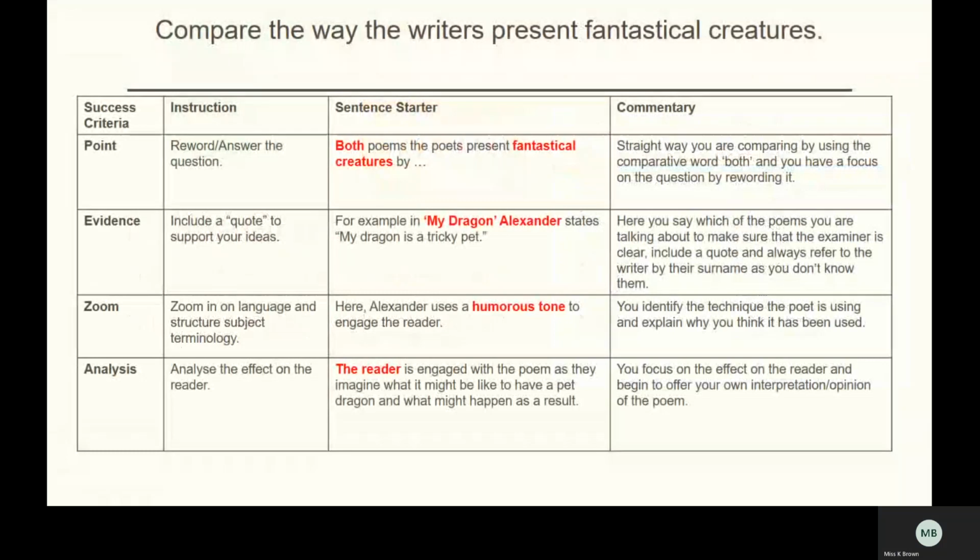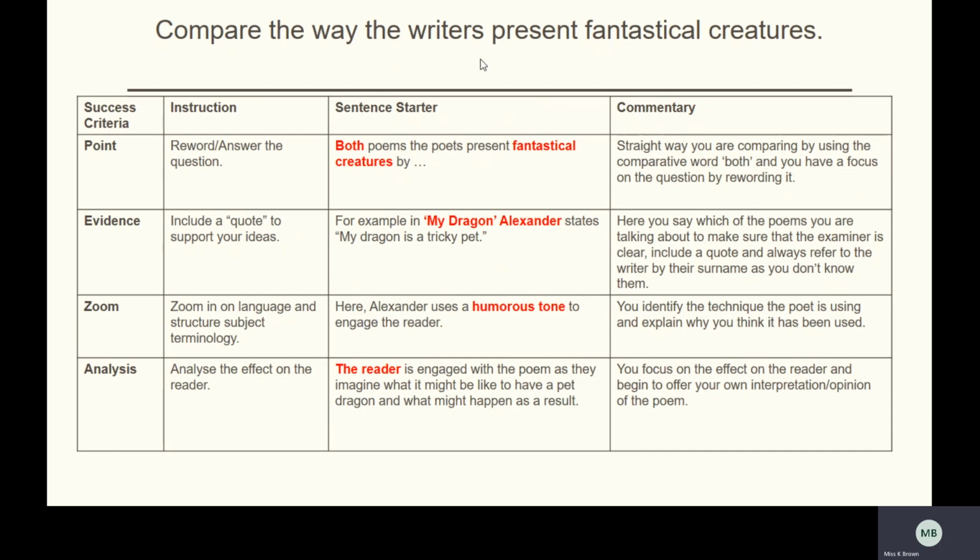Okay. All right, here we go. So we are going to be taking a look and comparing these 2 poems. So I know that you know what a piece paragraph stands for. We've got that down the first column: point, evidence, zoom, and analysis. Okay, in the second column we have got our instructions, so you need to reword and make sure you answer the question. You need to include a quote to support your ideas. You need to use subject terminology in your zoom, and you need to make sure that you are analysing the effect on the reader in your paragraph.